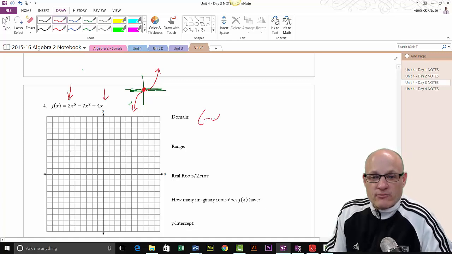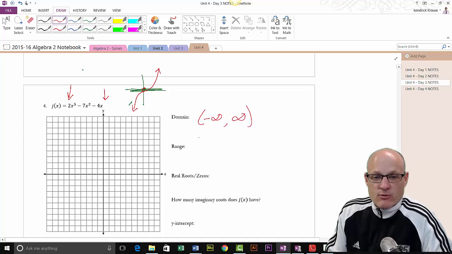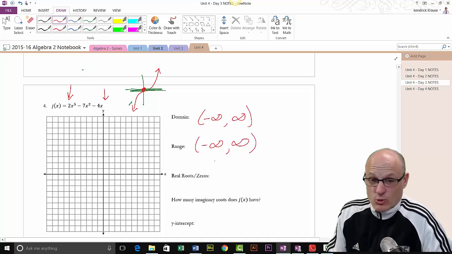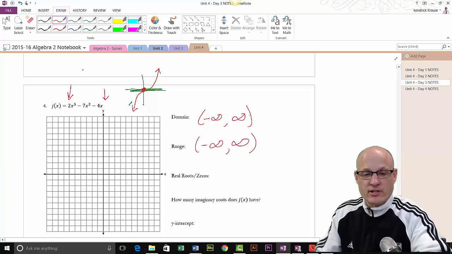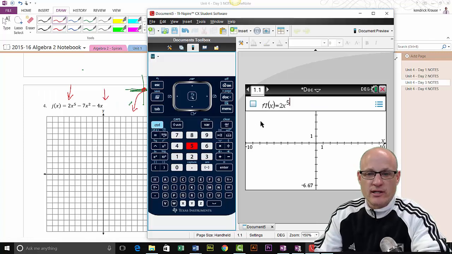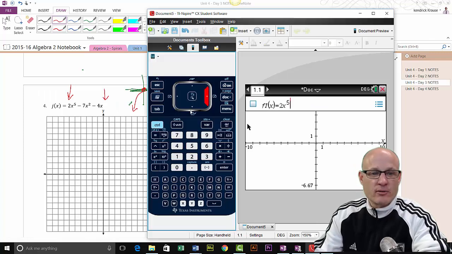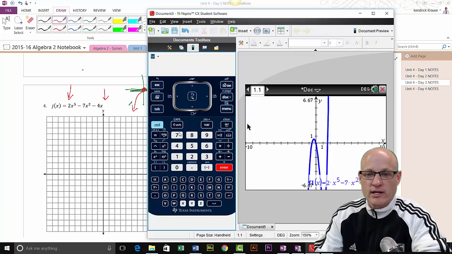So my domain is negative infinity to positive infinity. My range is negative infinity to positive infinity. It could have upwards of 5 real roots or some imaginary roots. Let's go take a look and see what this thing looks like. Let's get out of exponent mode. We'll go to minus 7x squared minus 4x, and we'll hit enter.